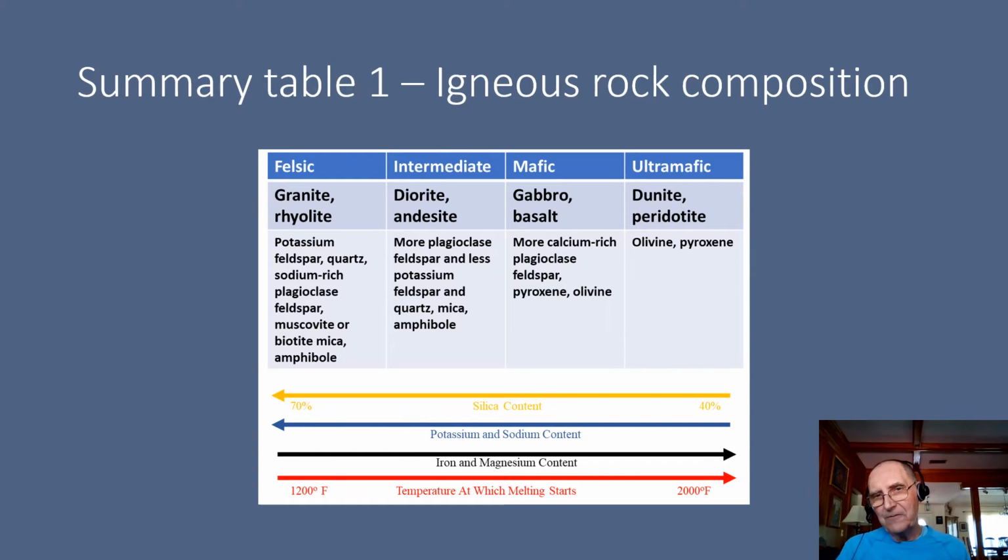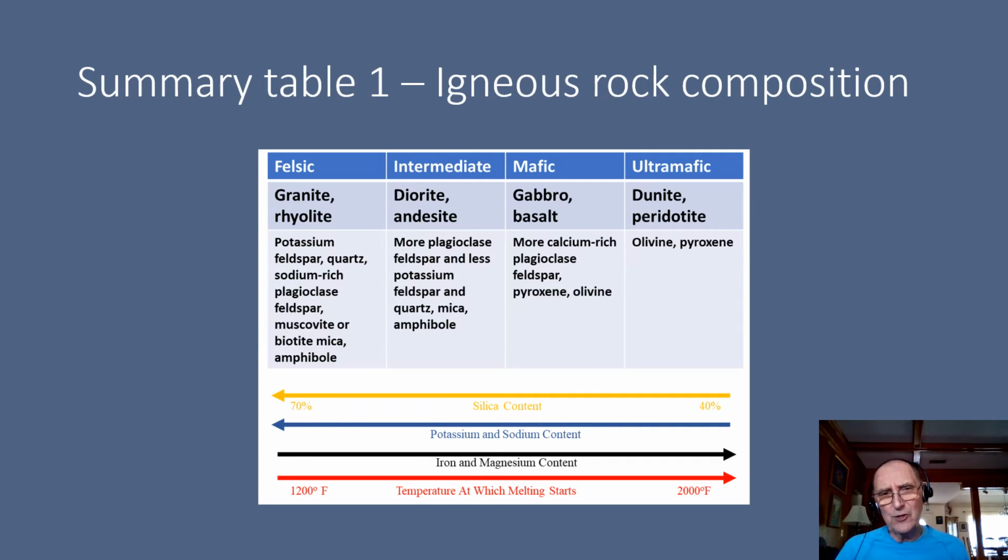Look at the column of mafic igneous rocks. The classic ones are gabbro and basalt. Gabbro being plutonic, basalt being volcanic. The composition of this, you have basically your ferromagnesians like olivine and pyroxene, and on the feldspar side, you have the calcium-rich feldspar, say anorthite.